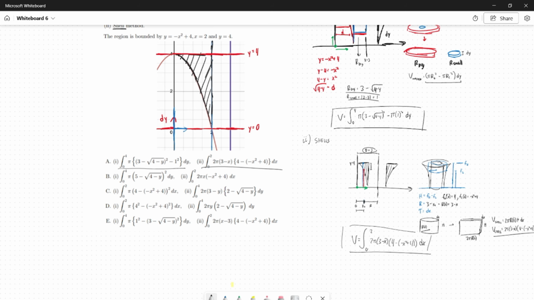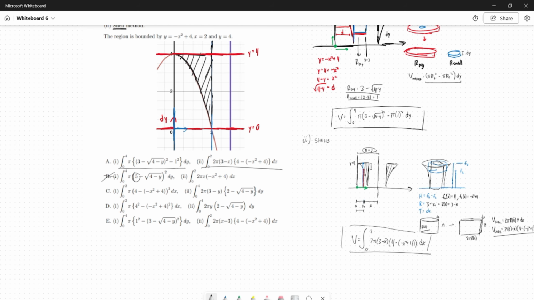Let's look at 2 using the shells method. The integral from 0 to 2 of 2 pi times 3 minus x multiplied by 4 minus negative x squared plus 4, all of that in parentheses, with respect to x. That one is also correct. That one also matches our formula. So maybe this one is the correct answer here, but just to be sure, let us go check out the other ones. Immediately off the bat, this is wrong. There should not be any instance of a 5 in this problem, so we know that B should be incorrect.